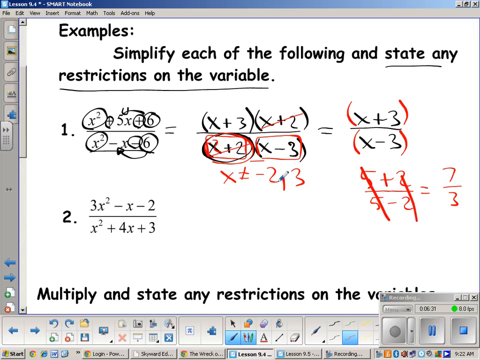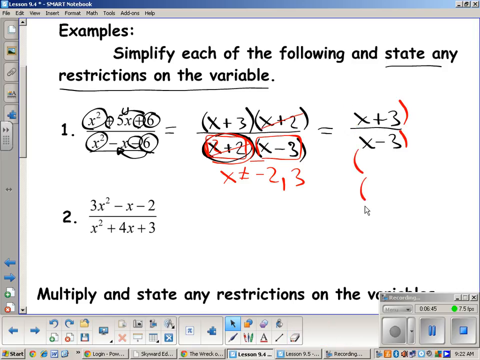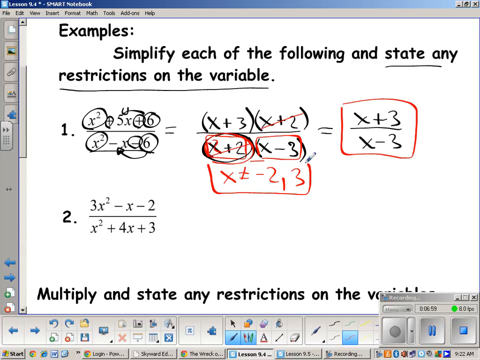Alright, so how we write this is x plus 3 divided by x minus 3. And then that's it, and x can't equal -2 or 3. That's the answer. So this is the answer in simplest form, and these are our restrictions. So those are both answers to the question. Okay?